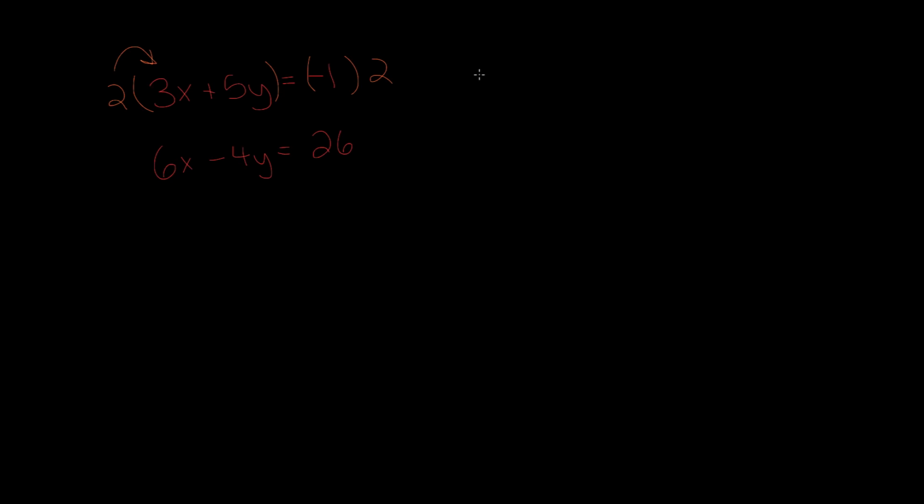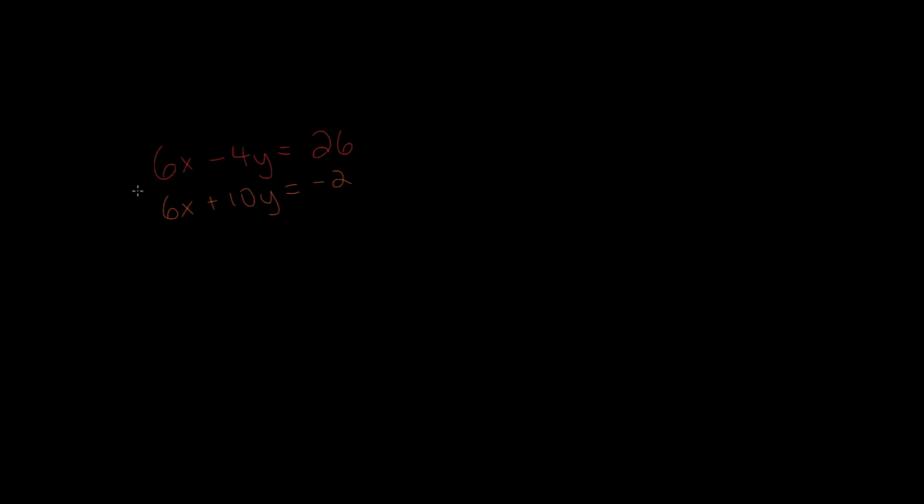2 times 3x is 6x, and then 2 times 5y is 10y. So we have 6x plus 10y on the left side, and negative 1 times 2 is equal to negative 2. So since we multiplied the equation by 2, now we have 6x plus 10y is equal to minus 2 as our system of equations. From here, we can solve.